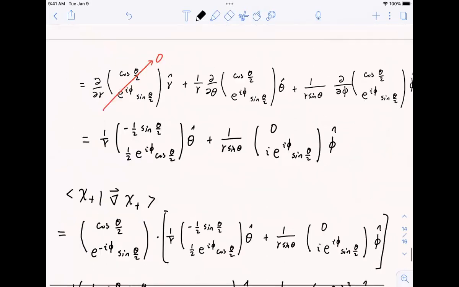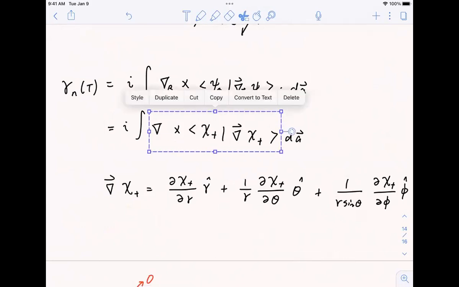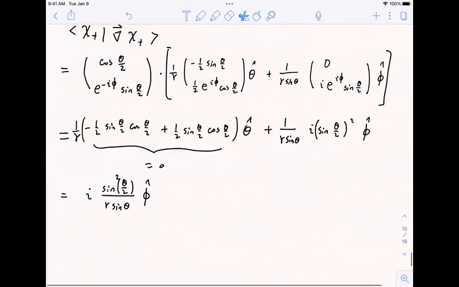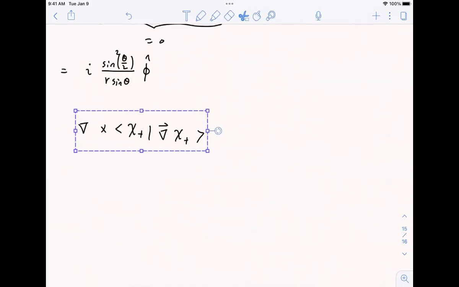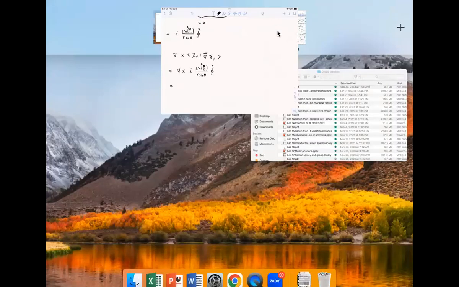Then the next, a lot of algebra. Just as a concrete example, I want to do it step by step and just finish it. Then we are going to get this curl, and then we're going to get this. So we're going to use this formula. You're going to get a curl.